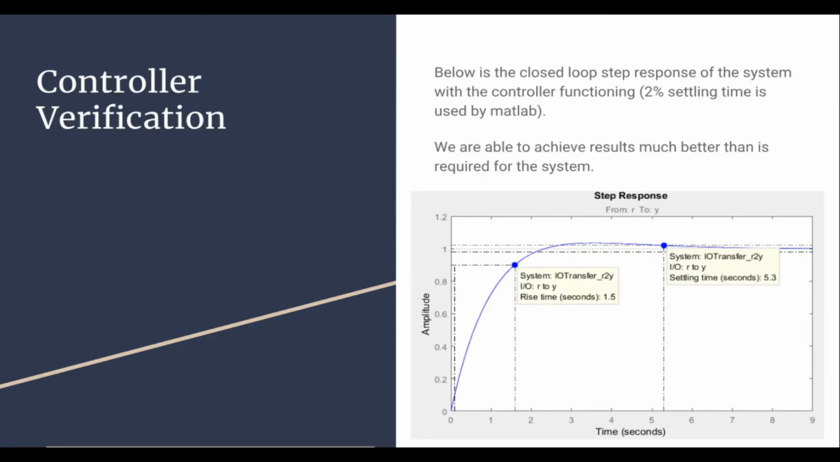We will now discuss the closed-loop response of our system. First, we will look at its step response and make sure that it meets our specifications. Our initial specifications were that there was 0 steady-state error to a step, a settling time of less than 7 seconds, and adequate disturbance rejection. In the graph, you can see that our rise time is 1.5 seconds and our settling time is 5.3 seconds. This meets our specifications.